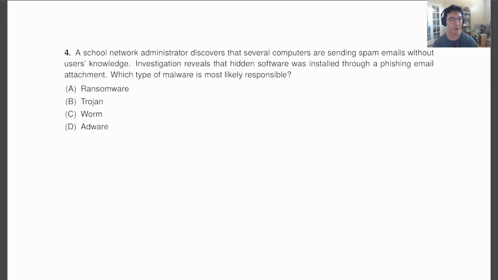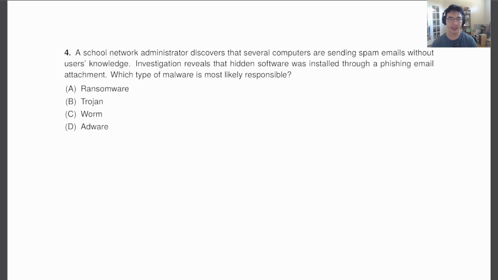All right, let's go ahead and go over question 4. A school network administrator finds that computers are sending spam emails without users' knowledge. Investigation reveals that hidden software was installed through a phishing email attachment. Which type of malware is most likely responsible? And we're given 4 types of malware. Now, the good thing about these terms is typically the name matches what the term describes. So in this problem, we are told that software was installed through a phishing email attachment.